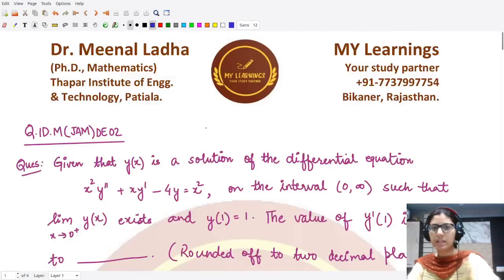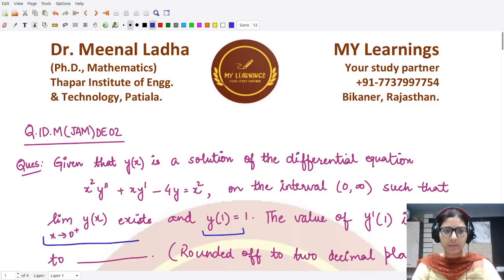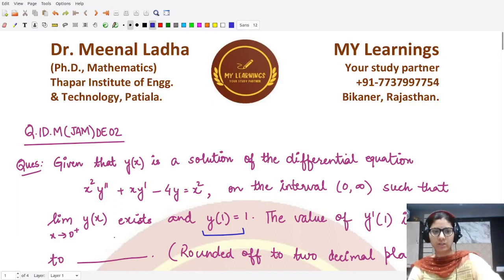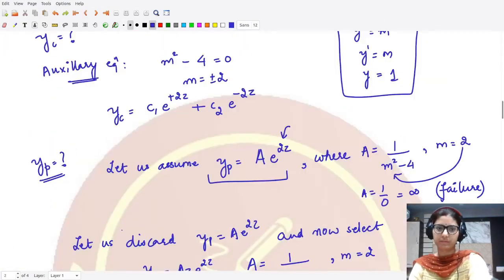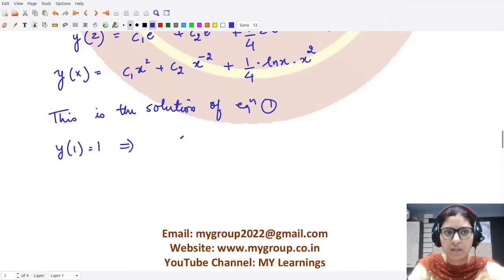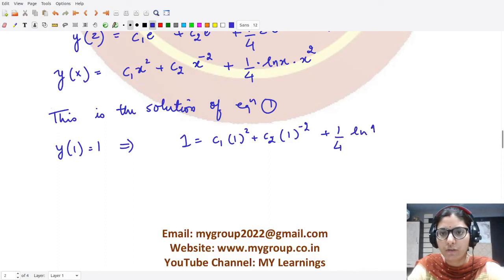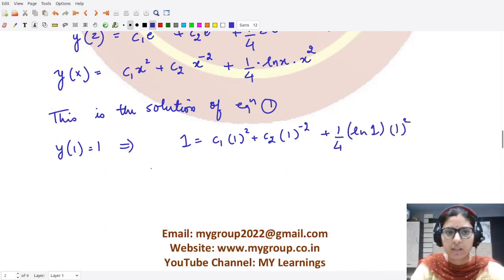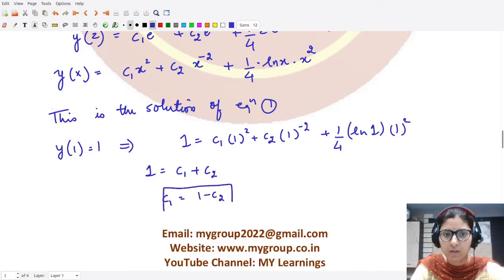Now you see here in the given question we have y of 1 is equal to 1, one condition, and this limit exists. We have these two conditions with us. So let's use them one by one. The first condition is y of 1 is equal to 1. Using this condition we have 1 is equal to c1 times 1 square plus c2 times 1 raised to power minus 2 plus 1 by 4 times ln of 1 multiplied with 1 square. When you solve this you have c1 plus c2, and what is log 1? That is 0. So you have c1 is equal to 1 minus c2. So you obtain one constant in terms of another, right?